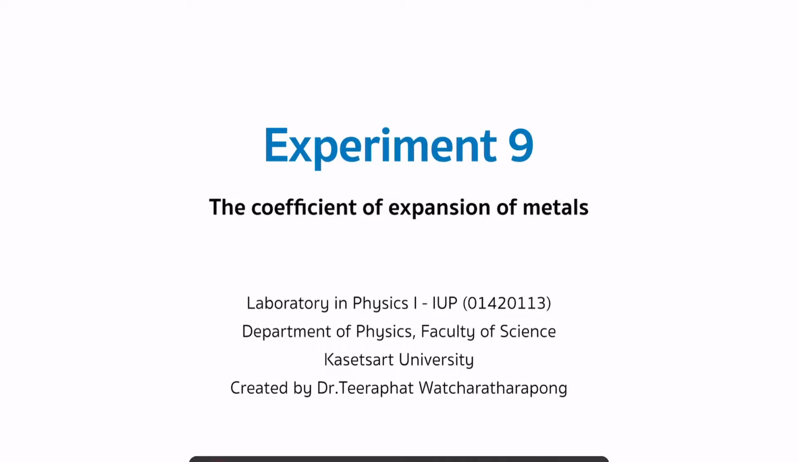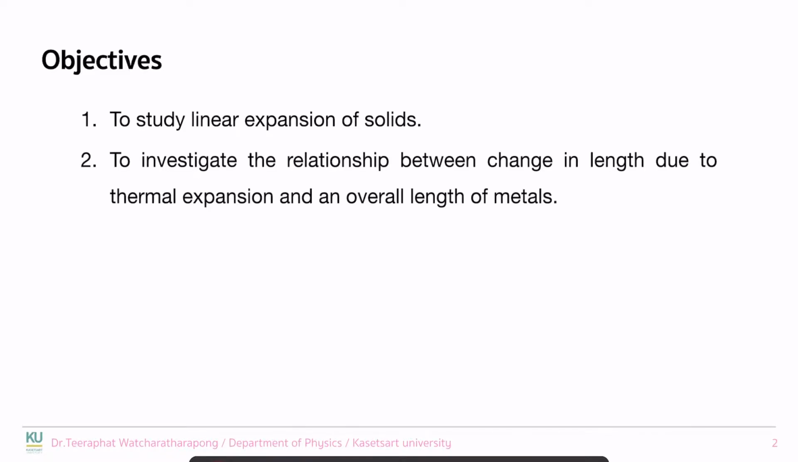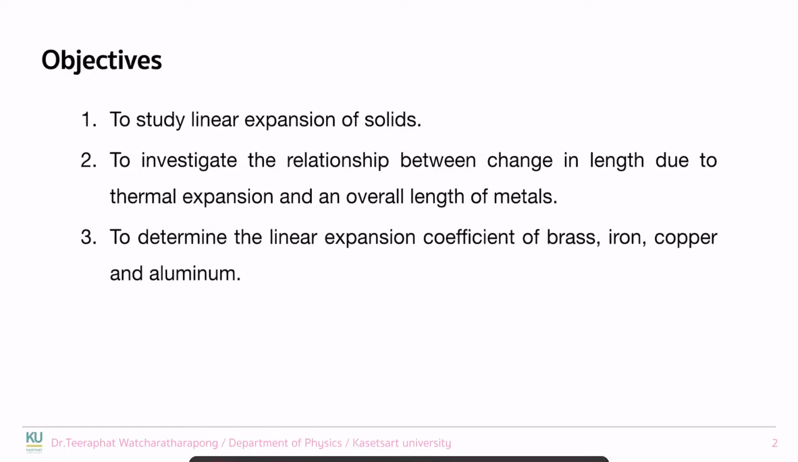In this video, we are going to study experiment number 9, which is about the coefficient of expansion of metals. Let's begin with the objectives of this experiment. There are three main objectives. The first one is to study linear expansion of solids. Second, to investigate the relationship between change in length due to thermal expansion and the overall length of metals. And the last one is to determine the linear expansion coefficient of brass, iron, copper, and aluminum.